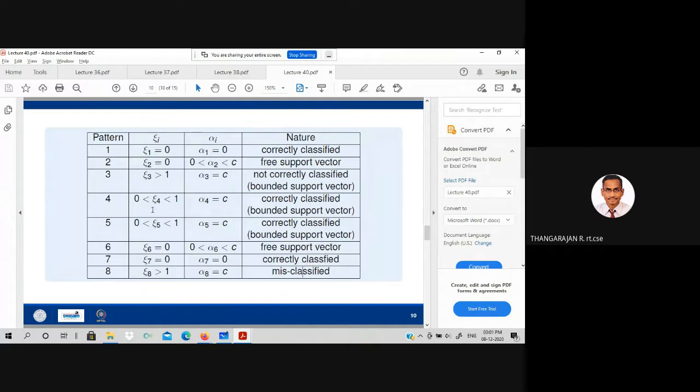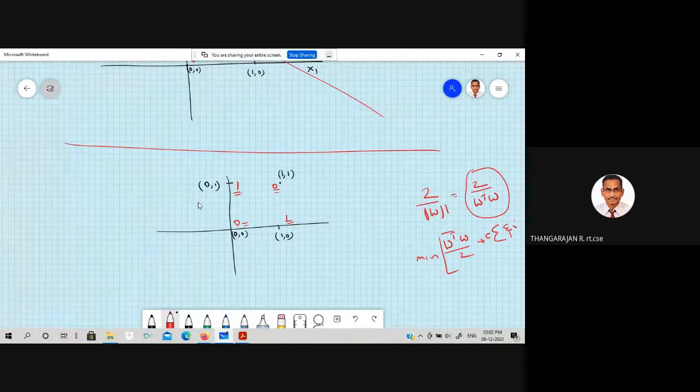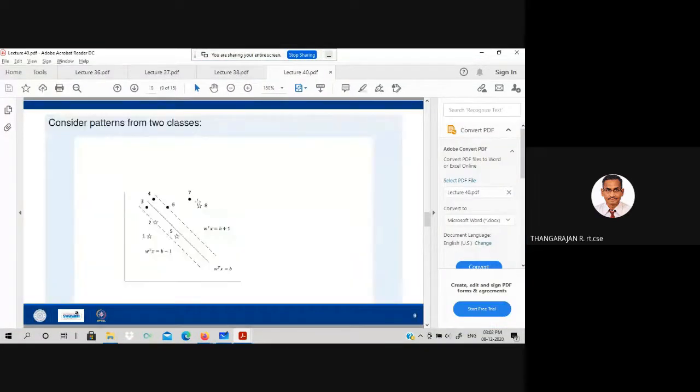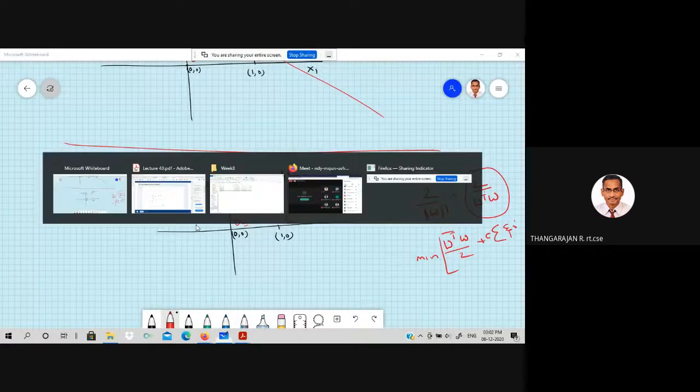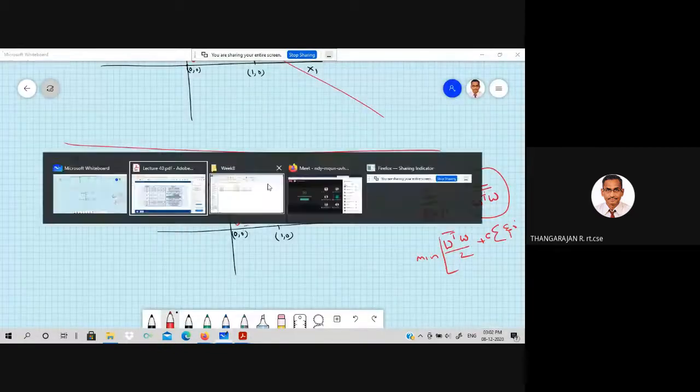Whereas if you have an error between 0 and 1, that means the point happens to be between the margin, and alpha is equal to C, it is correctly classified. That is a bounded support vector. It is correctly classified, that means this point. So which is it? The fourth point is there.